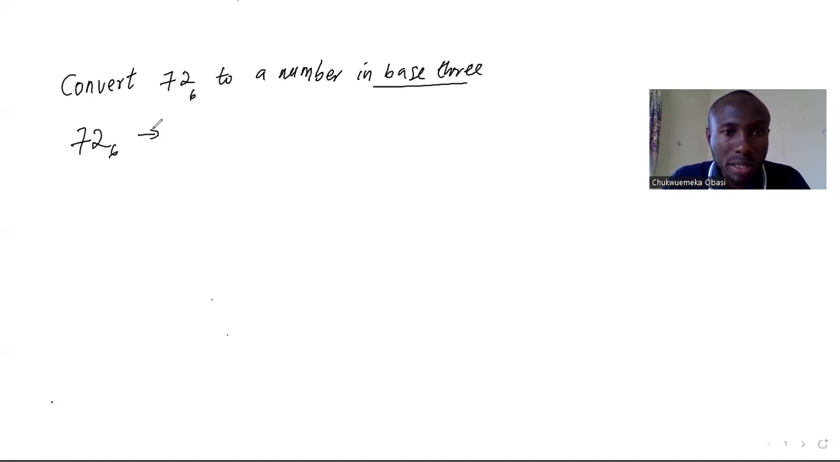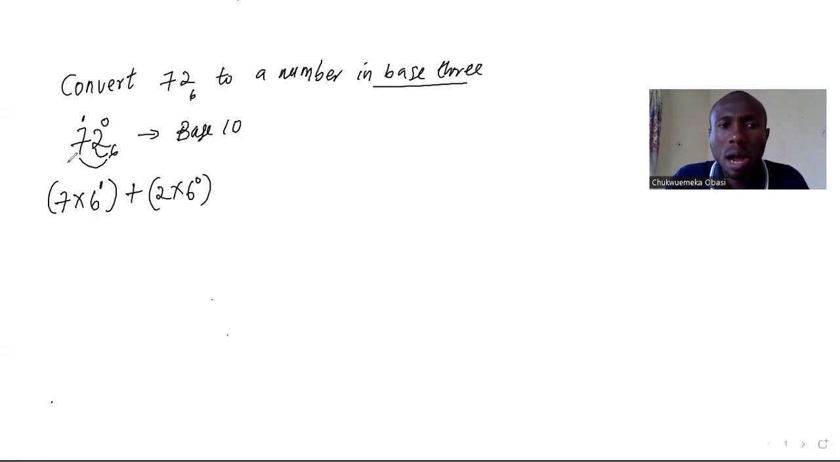So now, converting 72 base 6 to base 10 will be like putting a 0 here and a 1 right here. So you do 7 times 6 raised to the power 1, plus 2 times 6 raised to the power 0. This is how to convert numbers to base 10. Now, the next thing you want to do is simplify the ones with the exponent, the power. They call them the index. So 6 to the power 1 is 6, and 6 to the power 0 is 1. Of course, anything to the power 0 is 1.